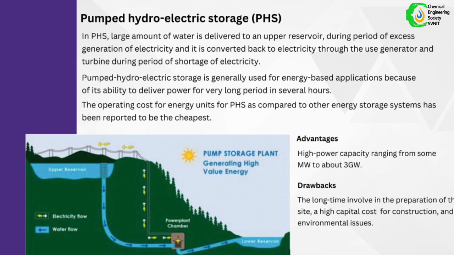Pumped hydroelectric storage system. In this system, a large amount of water is delivered to an upper reservoir during the period of excess generation, and it is converted back to electricity through the use of a generator during the period of shortage. This system has the ability to deliver power for a longer period and also has the cheapest operating cost. Advantages include high power capacity of about 3 GW. Drawbacks include a high capital cost for construction and environmental issues.